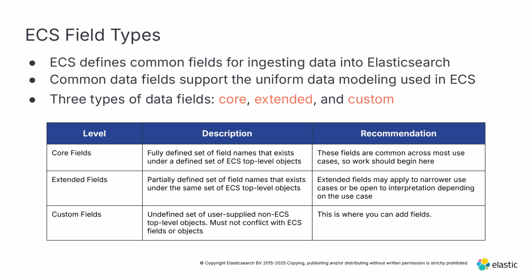Extended fields are less commonly used and more of a narrow use case, and an example of that would be client.registered_domain. And then lastly, you have custom fields. If your data doesn't fit into core or extended, you can create your own field names, but they still need to follow the same nested field principle of ECS.